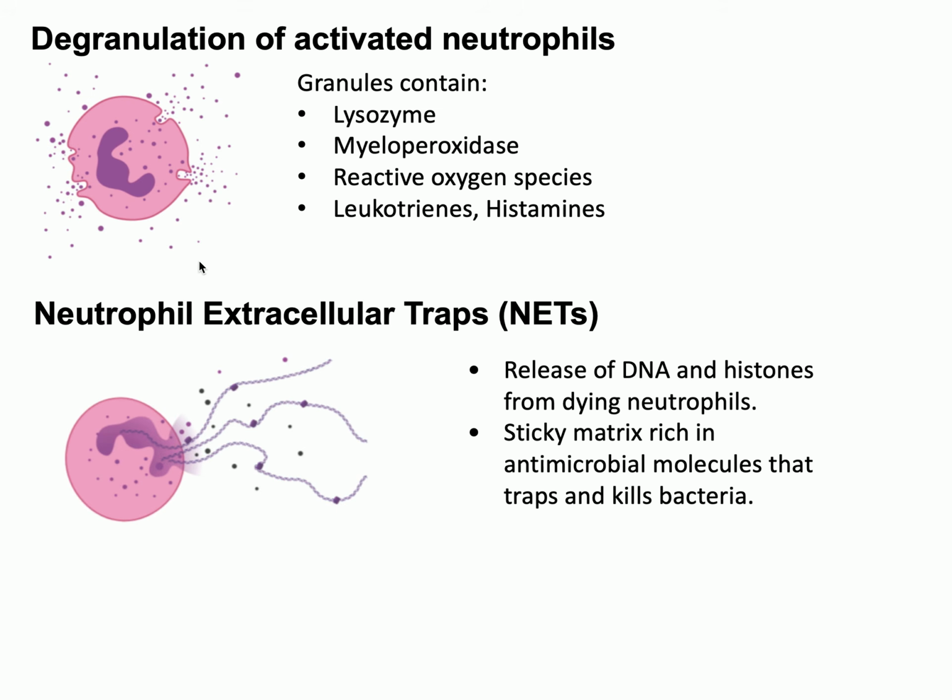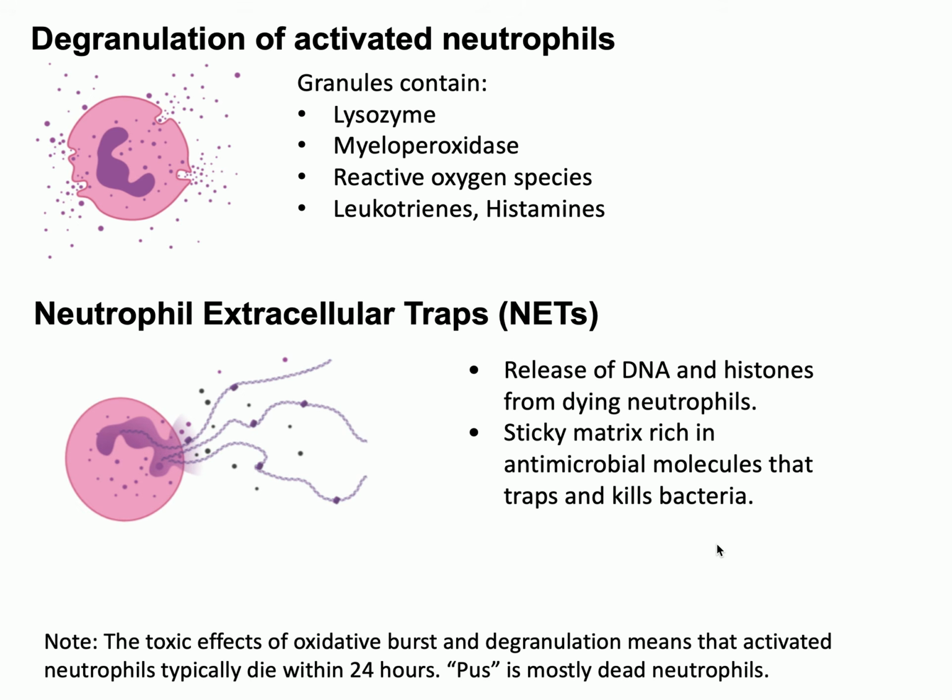Neutrophils are also expert at releasing their DNA. And as neutrophils die, they release DNA into what are called extracellular traps. These extracellular traps are rich in antimicrobial products that can trap and kill bacteria. I would note that the toxic effects of oxidative burst and degranulation means that activated neutrophils typically die within 24 hours of migrating into an inflamed tissue. So they are consumed rather rapidly. And in fact, the pus that you find in some bacterial infections is mostly dead neutrophils.